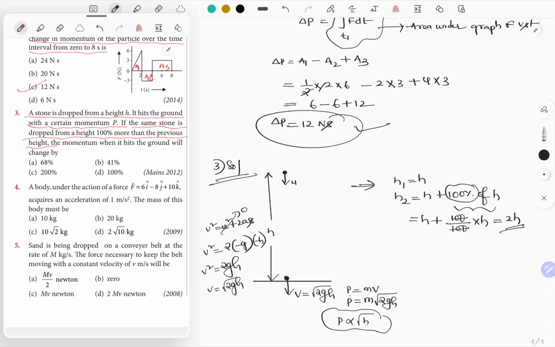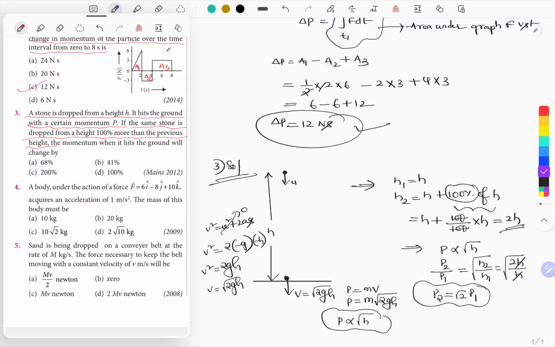We know that momentum is directly proportional to root h, right? Let me find out the final momentum with which it hits the ground when the object is dropped from a height of 2h. As momentum is directly proportional to root h, I can write P2 by P1 is equal to root of h2 by h1. What's the value of h2? h2 is equal to 2h by h. The h will get cancelled. Then P2 is equal to root 2 times P1.